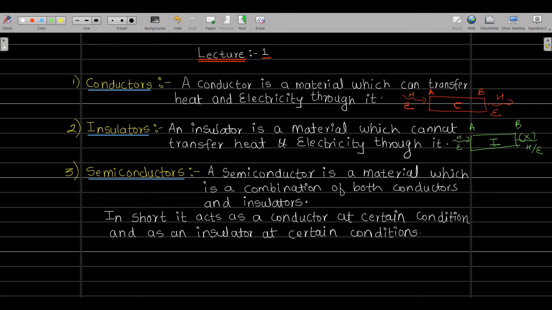And semiconductor. This is a very vast topic, but just to give a short idea, we'll just state its definition. A semiconductor is a material which is a combination of both conductors and insulators. That means that under certain conditions it will behave as a conductor, and under other conditions it will behave as an insulator. This topic I will be covering in my course 2, so in course 1 we won't be studying this particular part. Now moving to the next page.